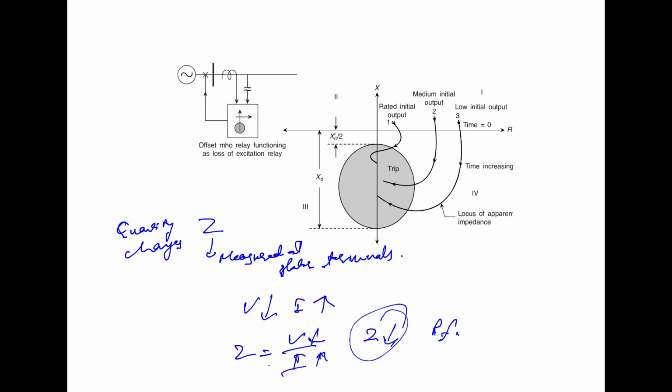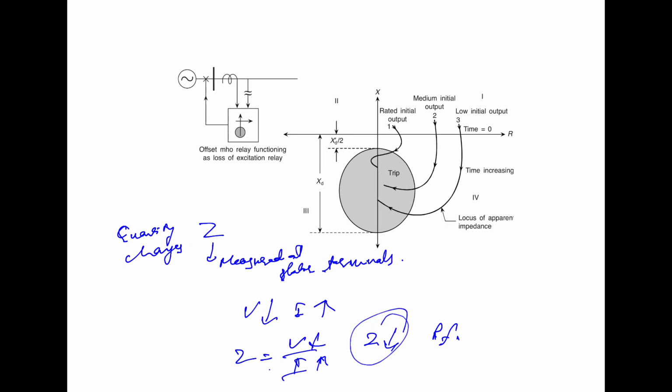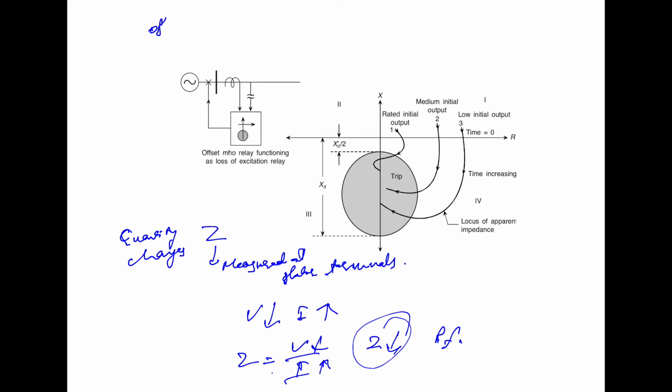So loss of excitation can be detected by the Mho relay located at the generator terminals. As you have seen, we have the Mho relay located at the generator terminal, which is used for that very purpose. We call it the offset Mho relay for protection against the loss of excitation.